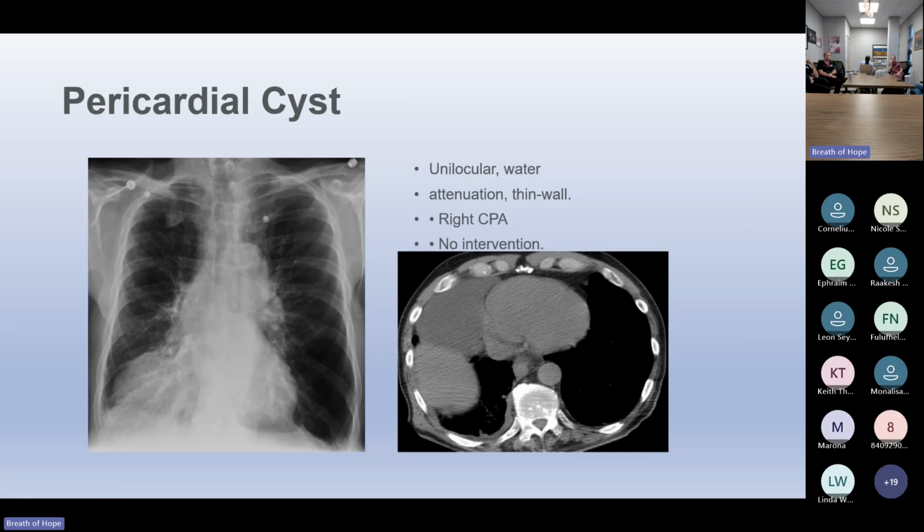Pericardial cyst, we see that quite a lot. Again, it's unilocular, water attenuated, thin wall, in the right CPA, and no intervention. Where is it again? Let me show you. Okay, there. That's a pericardial cyst next to the pericardium. And then on the X-ray, you can see it there. So most of the time, don't put a needle in. If in casualty, you're not missing anything. Just CT scan, refer to a specialist center.